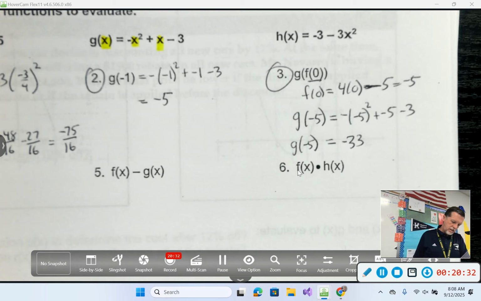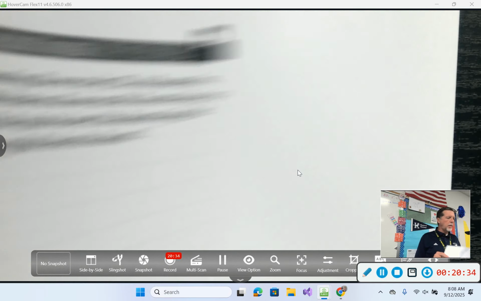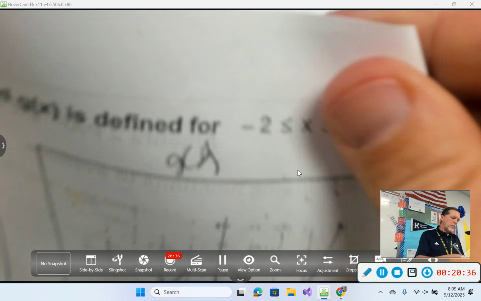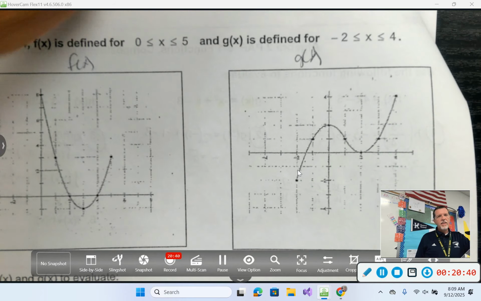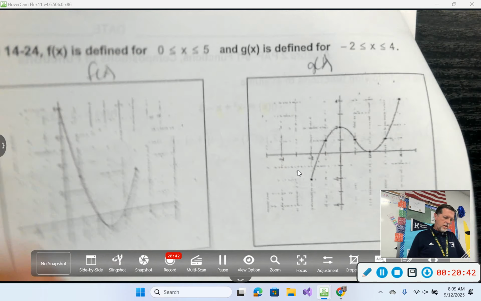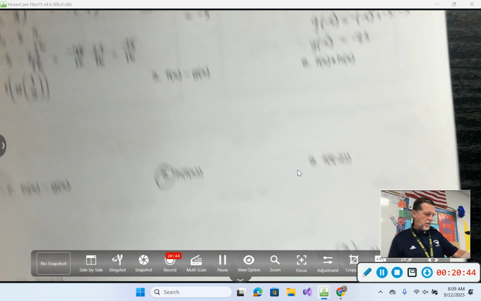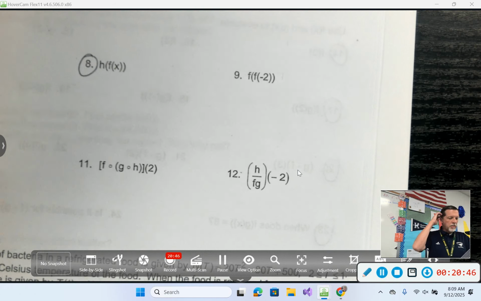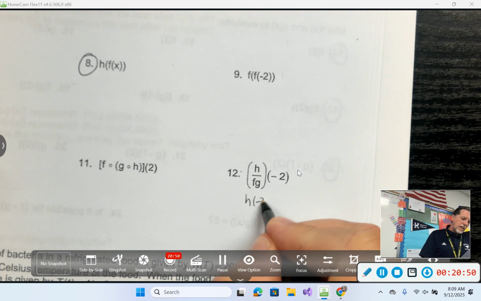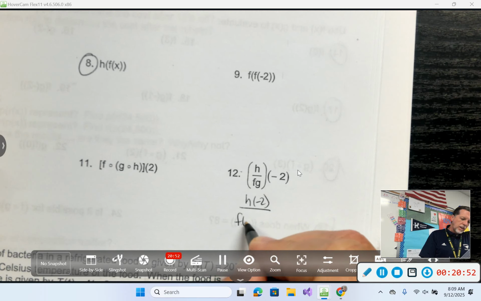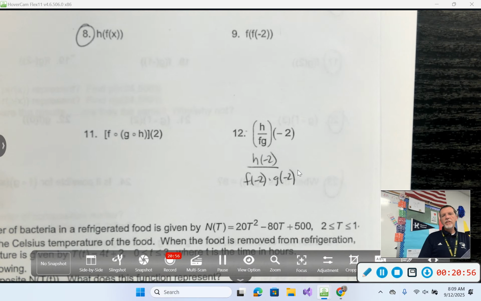Let's, in the interest of time, skip ahead. Let's turn to the back page. So your assignment is this worksheet. Number 12, it might be easier to write it this way. So like find all the pieces and then put it back together.